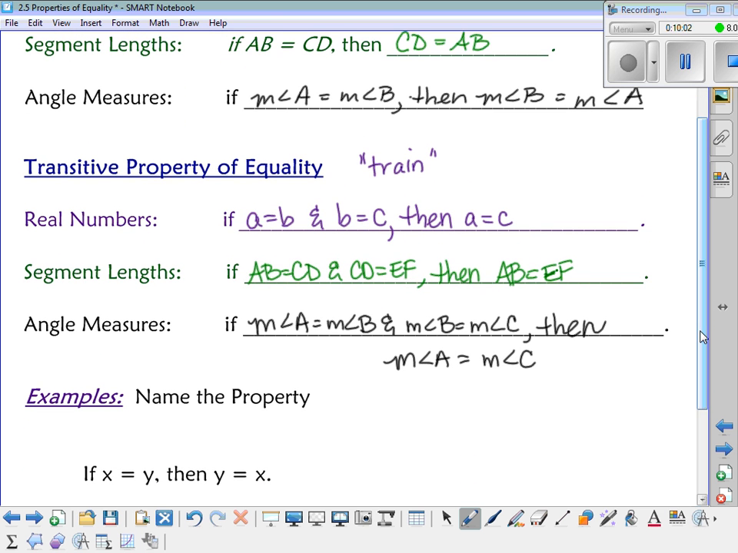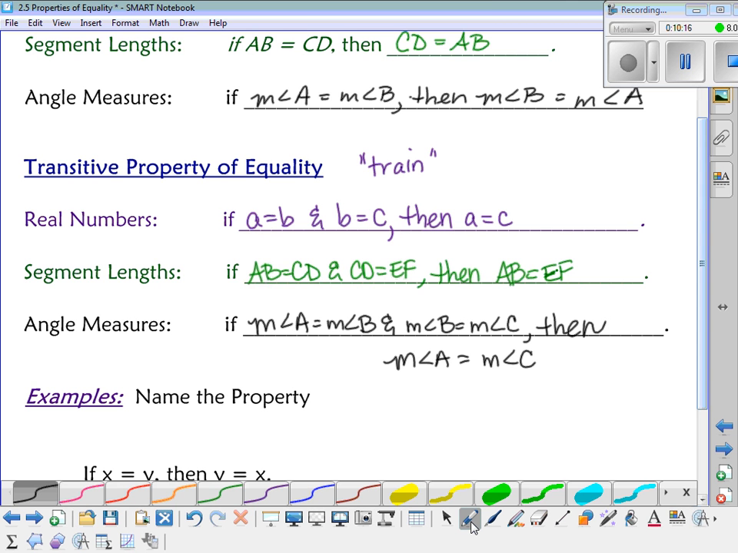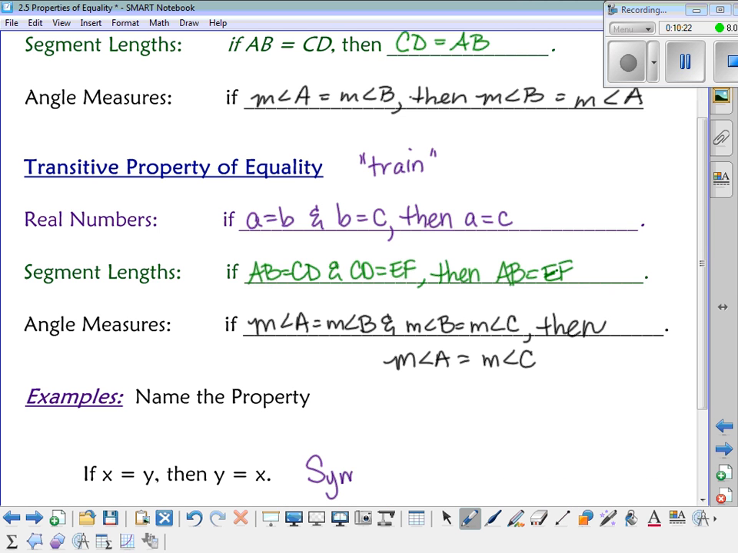So the first one, if x equals y, then y equals x. Stop and think for a minute what property you think that might be. Okay, so that would be the symmetric property. They switched places. If I look at what changed from the if to the then, all that changed was they're in a different position, and so that's the symmetric property.